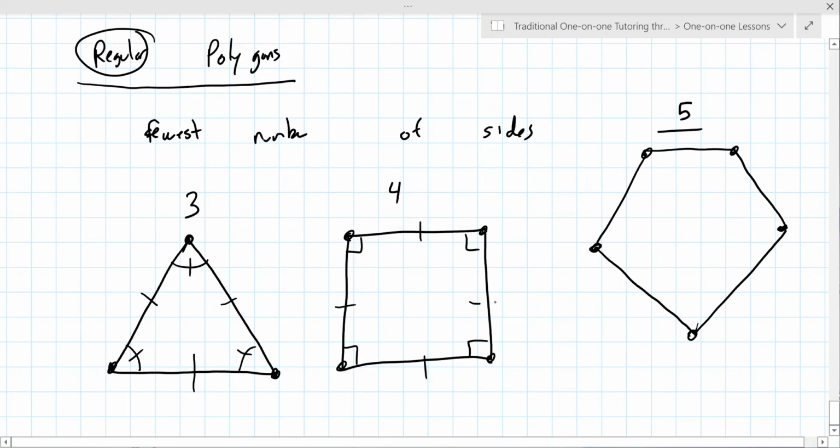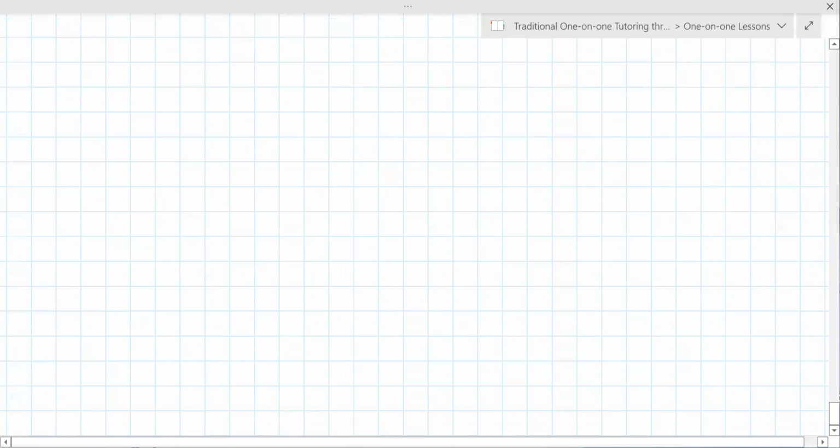And you probably know this, but now it's kind of formalized here. There are some formulas that govern regular polygons. We're going to look at those now. The first one is we're going to make a little table here: number of sides, and we want to know the sum of the interior angles.